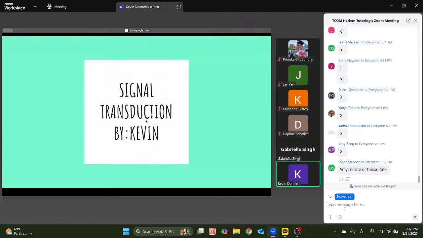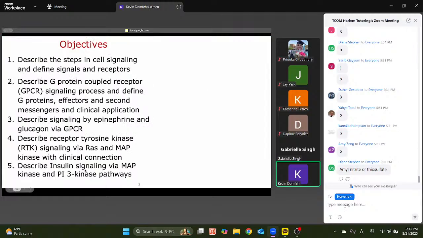Hey guys, I'm back. We're going to be doing signal transduction, okay? These are the objectives from the lecture. Again, anything concerning these objectives is fair game for the exam. So if you're someone who likes to go through the objectives in order to tailor your studying, this is for you.